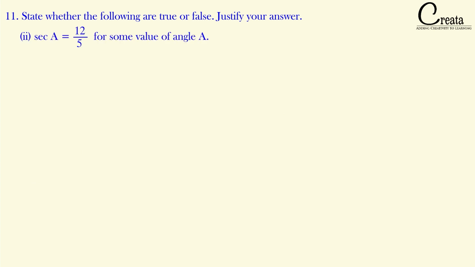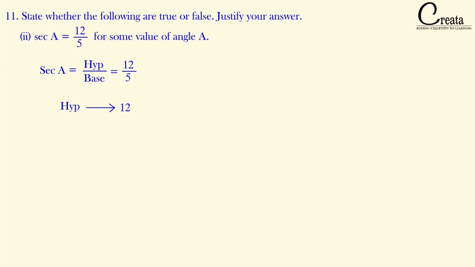Sec A is 12 upon 5 for some value of angle A. Let's see whether this is true or false. We know the formula of sec as hypotenuse upon base. If you do not know, you should know the formula of cos, which is base upon hypotenuse. And sec is just the reciprocal of cos. Cos is base upon hypotenuse, so sec will be hypotenuse upon base. Okay? And in the question it is given as sec A is 12 upon 5.